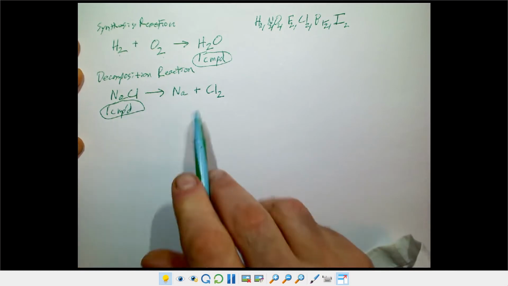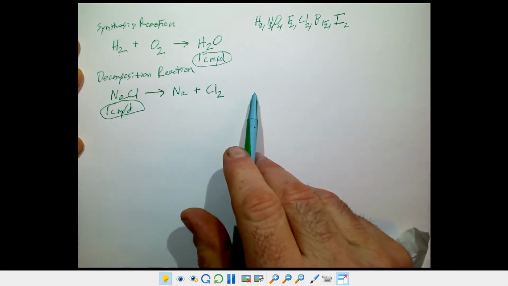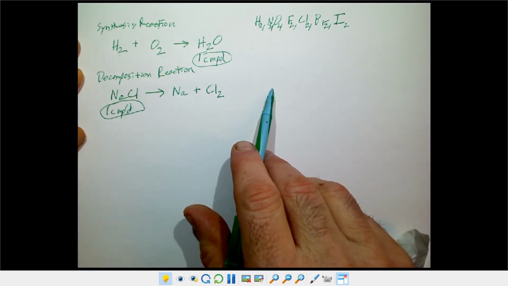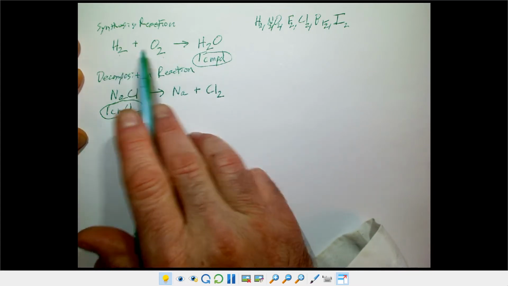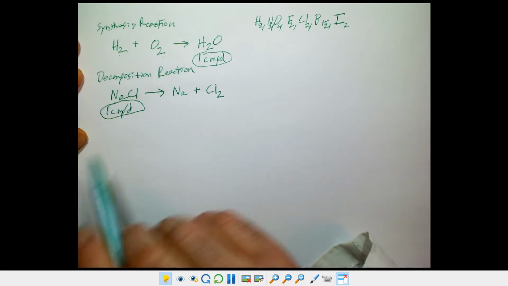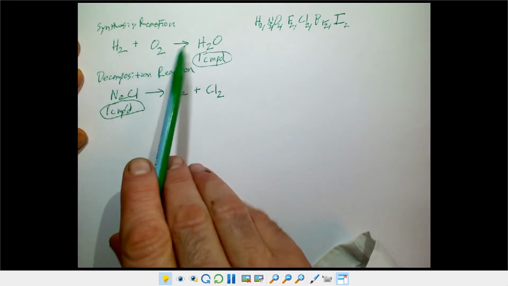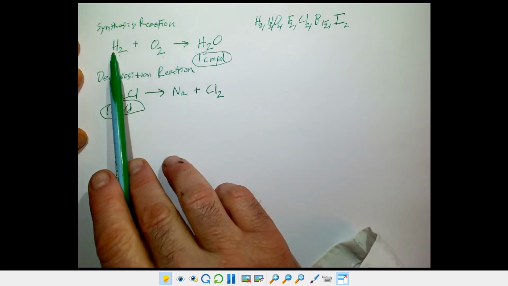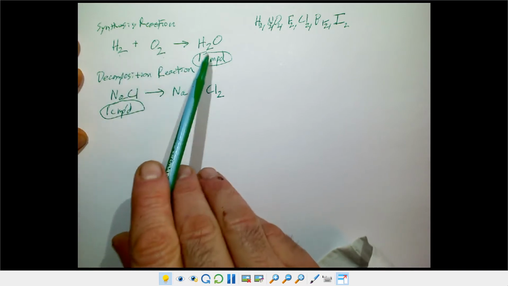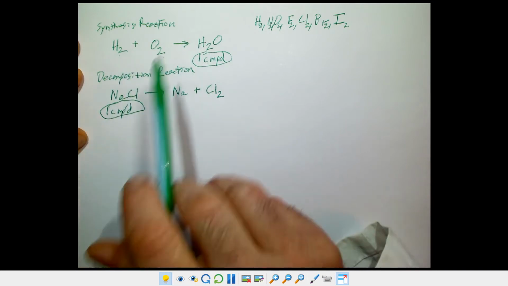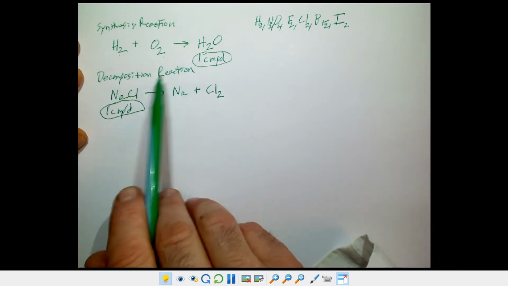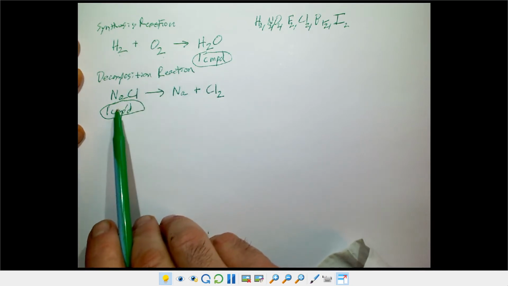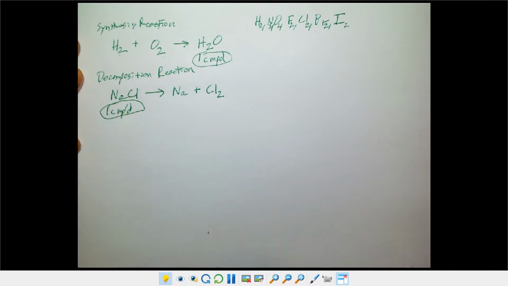It doesn't have to just break down into 2 things. It can break down into 3 or 4. And the same thing for the synthesis reaction. It doesn't have to just start with 2 elements making one compound. You could start with an element and a compound making one compound. You could maybe start with 2 compounds making a single compound. The key is, for a synthesis reaction, you have one compound after the arrow. In a decomposition reaction, you have one compound before the arrow.